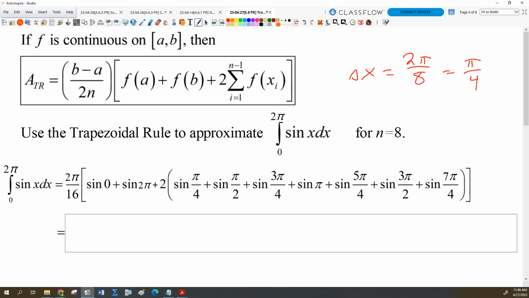Okay, yep. So this is the integral of sine x dx, and this is approximating it. This is one we could do exactly, right? But we're just approximating it with the trapezoidal rule for n equals 8. So 8 trapezoids would give us this result.